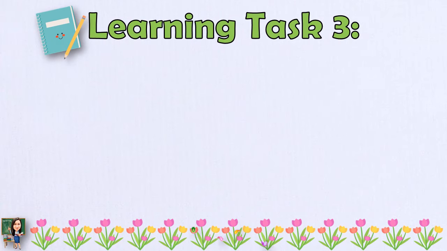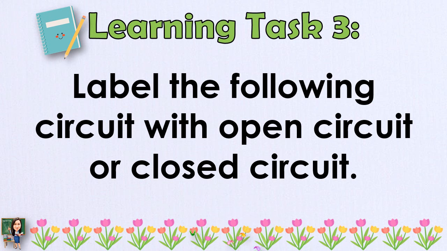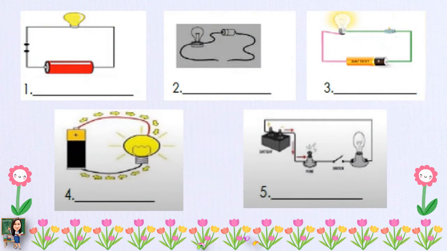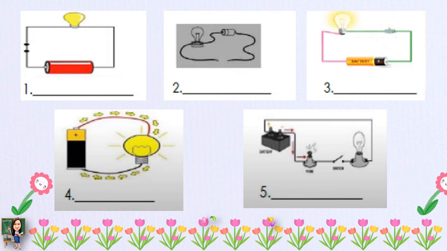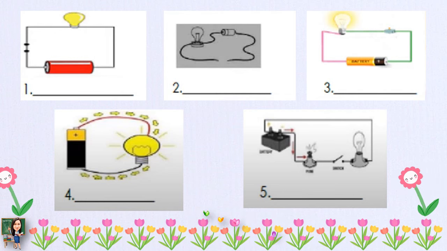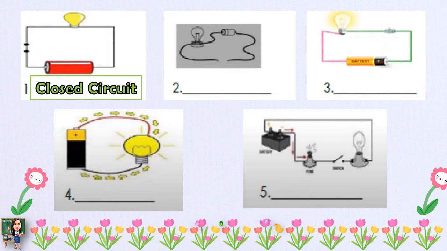For learning task 3, label the following circuit with open circuit or closed circuit. Number 1, study the picture. Is it open or closed circuit? What is the correct answer? Very good. The correct answer is closed circuit.